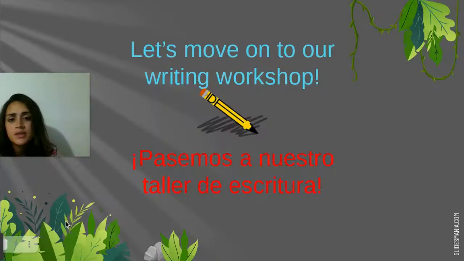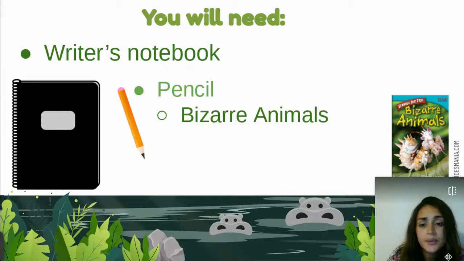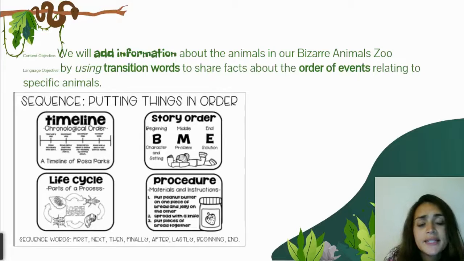And now let's move on to our writing workshop. Today you will need your writer's notebook, a pencil, and your Bizarre Animals book. Our objective for today is that we will add information about the animals in our Bizarre Animal Zoo by using transition words to share facts about the order of events relating to specific animals.